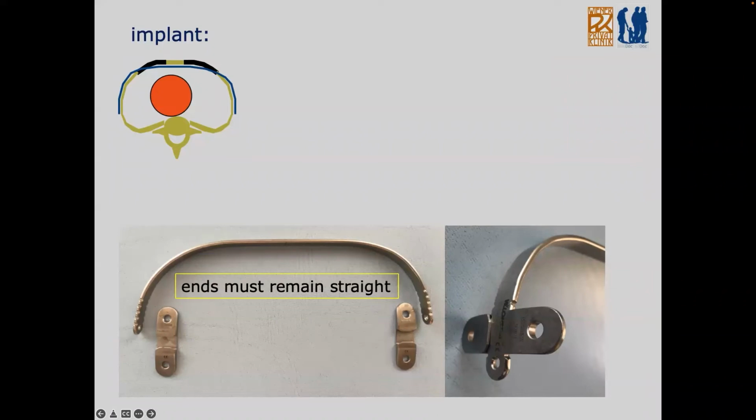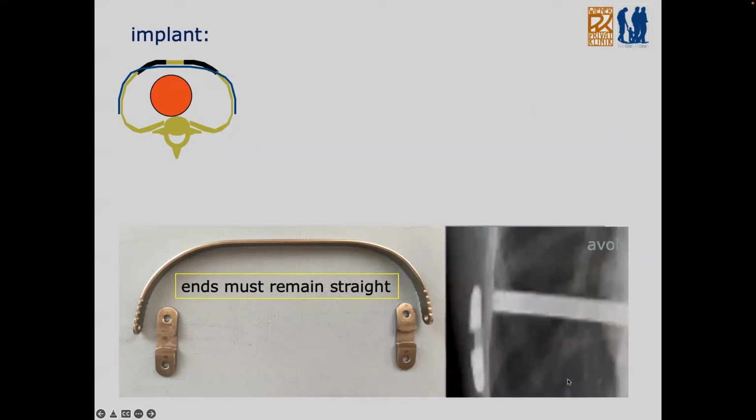Here you see the original multi-piece implant that is still used today in some places. It consists of 3 metal parts pushed into each other. These are the 3 metal parts. Therefore, the end of the implant plate must be straight so that the stabilizer, or the 2 stabilizers, can be pushed on easily. A sometimes necessary exact adjustment to the body by bending the end into a fitting position is unfortunately not always possible.